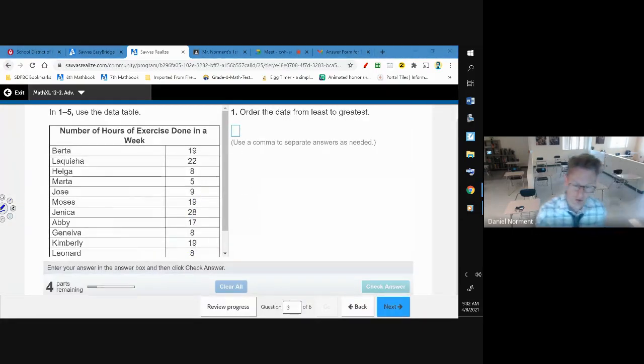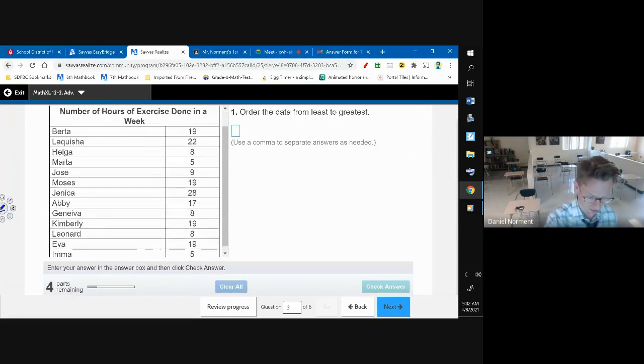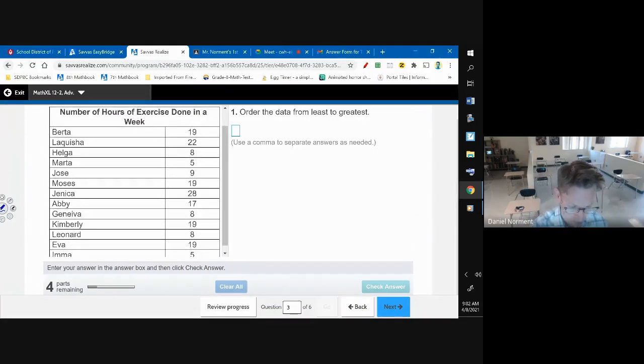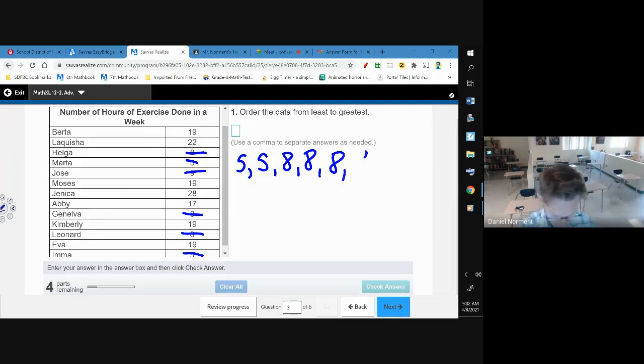Okay, order the data from least to greatest. Unfortunately, you do have to do this. So I'm going to do it here with you. We're going to do this together. So we're going to start with 5. Let's get rid of that. And then least to greatest. Oh, there's another 5 right here. Then I see 1, 2, 3 eighths. And then I see a 9. And then it goes 17.